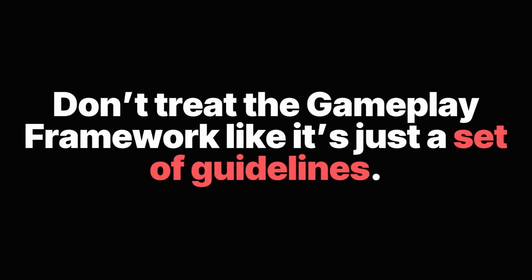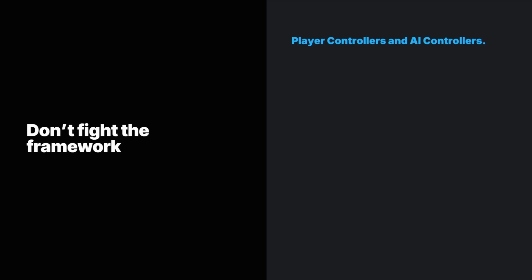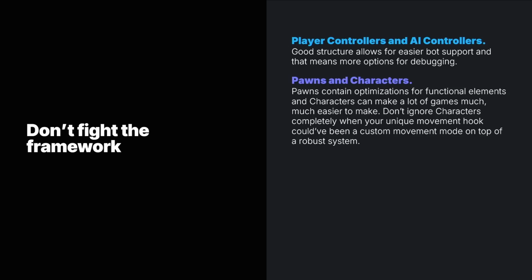So the next thing I want to go into here is don't treat the gameplay framework like it's just a set of guidelines. We have a framework in Unreal. We have player controllers and AI controllers, which are a good structure that allows bot support, and that means it's easier for debugging. We have pawns and characters in there, which has all sorts of functional benefits under the hood and movement modes and such. But characters give you full bipedal movement and a bunch of other logic, and quite often I see people ignoring characters because they're like, no, but that guy needs to use a grappling hook, so I'm going to ignore all of the other logic and benefits of that, and they write their own system when they could have used character with a custom movement mode.